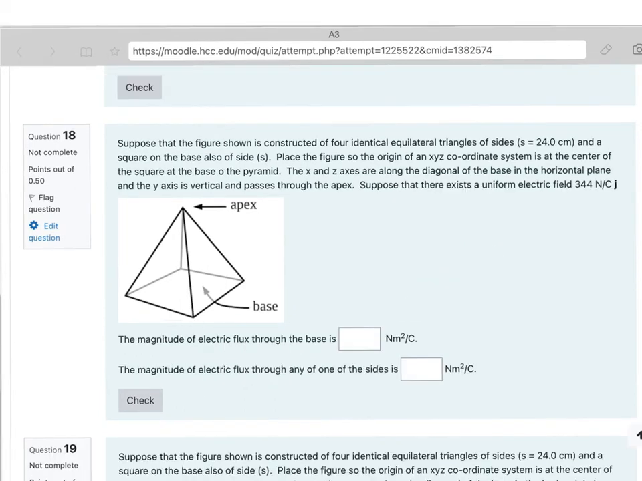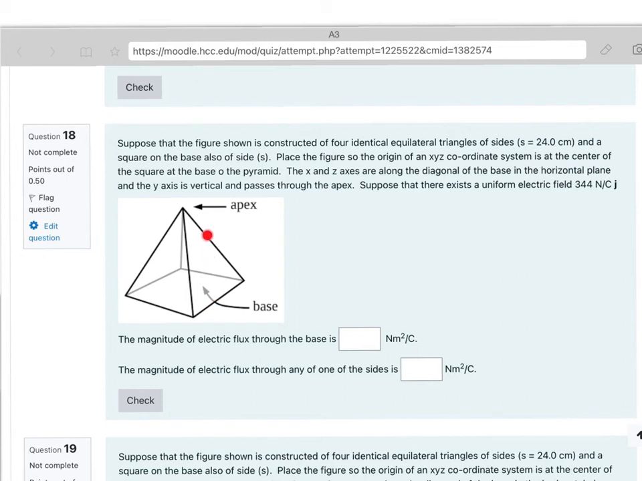Okay. So this is a lot like the problems we did earlier. The field is going up. So it's going into the base. And it's going in normal to the surface. So it'll be the cosine of 180, which is -1, because it's entering. And the area is just S squared. And the field is given. And the S is given. Make sure you put it in meters.